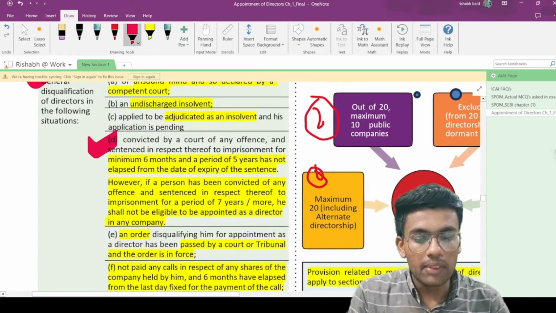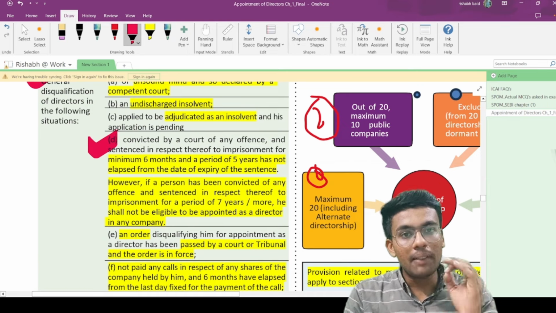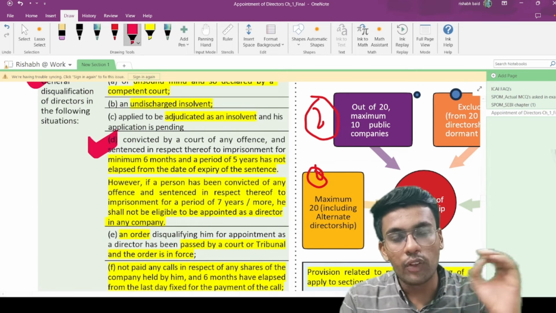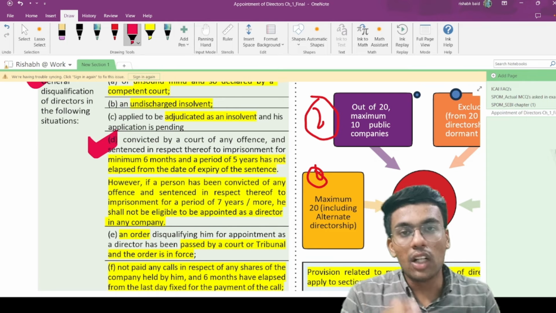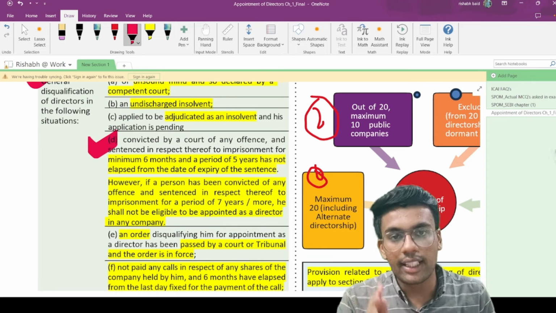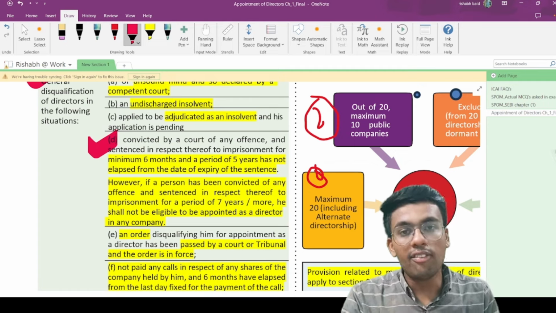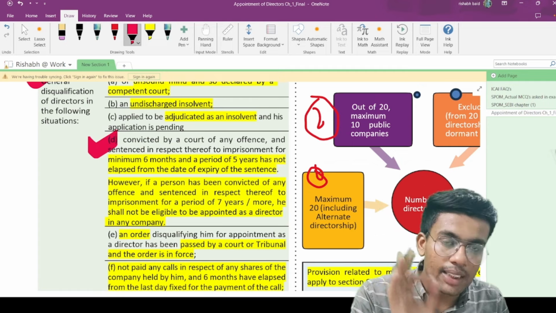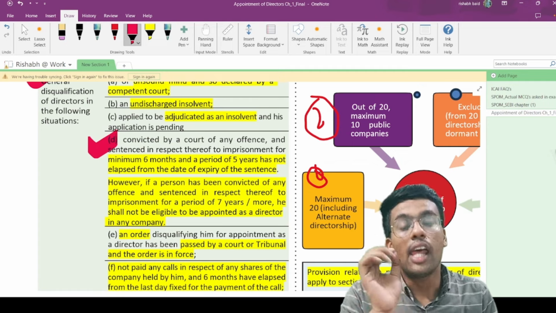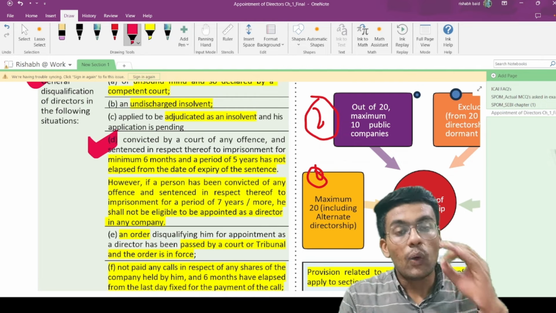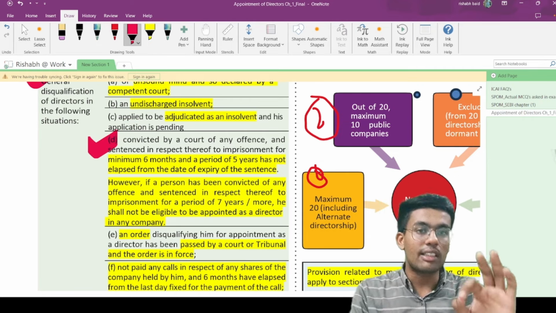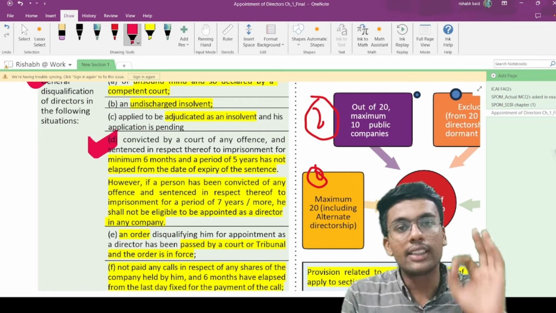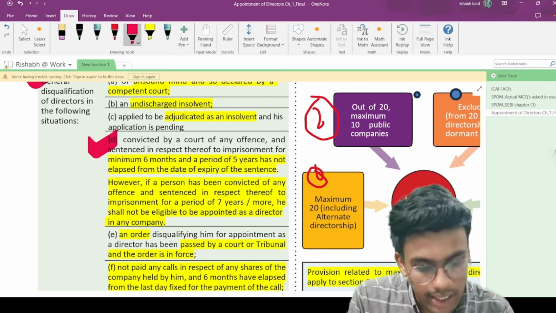Let me discuss point number 6. If a person has been sentenced to imprisonment for a period of 5 years and 6 months has not yet passed since the completion of that sentence, then that person shall not be appointed as a director. If the period of 6 months is expired, then only he can be appointed as a director. Apart from this, if a person has been convicted of an offense and sentenced to imprisonment for a period of more than 7 years, then there is a lifetime ban on his appointment as a director in the company.